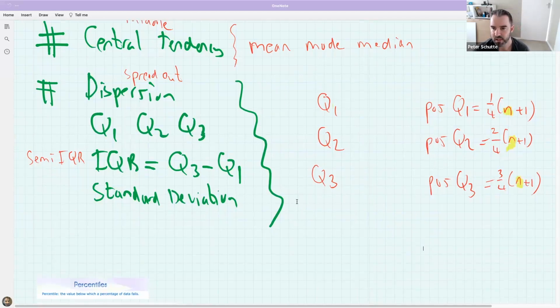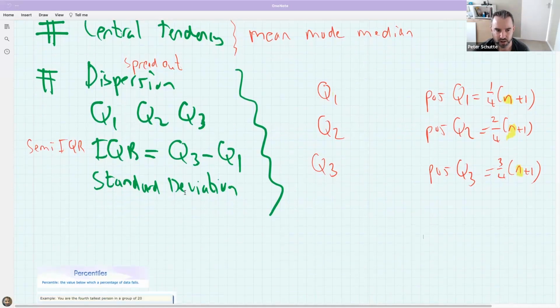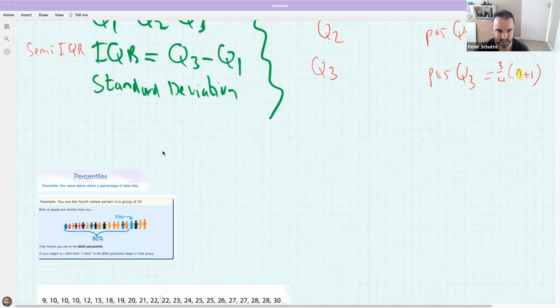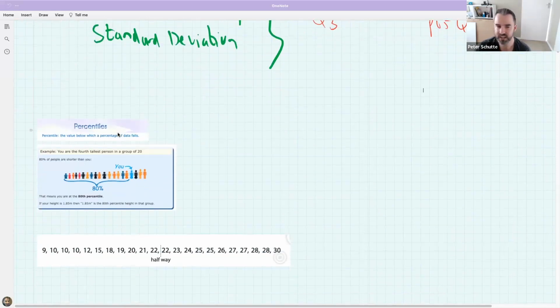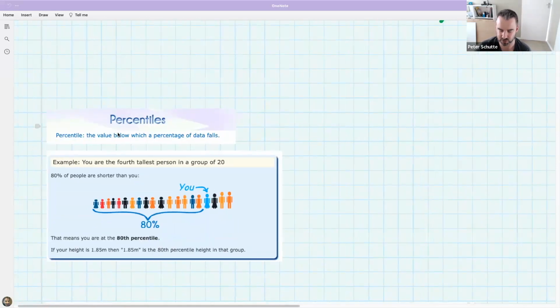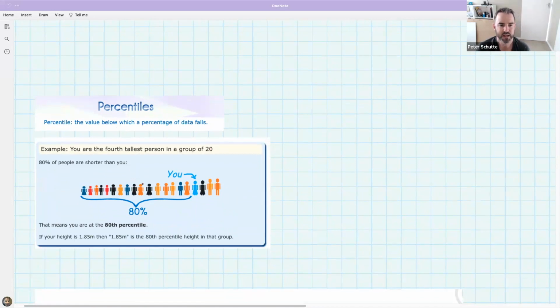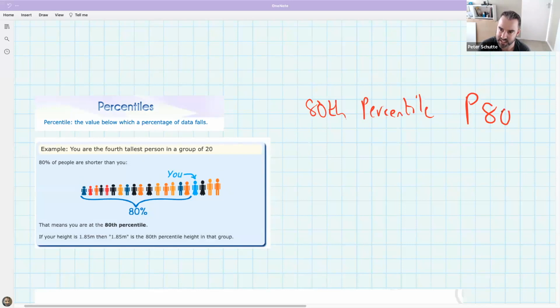Cool. Okay, now what I want to do today is introduce something called a percentile, which is very similar to a quartile, except it's just slightly different. So here's an example. Say we rank everybody in the class from the shortest to the tallest person. Now, if we wanted to find the median, we'd go to the middle of the data. But you can also say, where is the 80th percentile? The 80th percentile's shorthand name is P80.